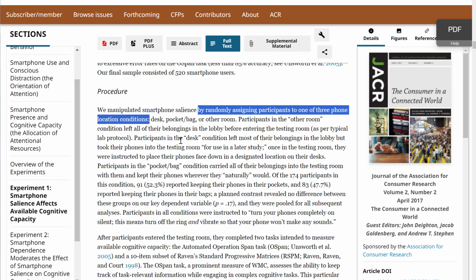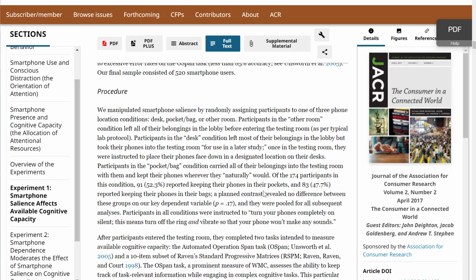they say? Participants in the desk condition left most of their belongings in the lobby, but took their phones into the testing rooms for use in a later study. Once in the testing room, they were instructed to place their phones face down in a designated location on their desk. Participants in the pocket bag condition carried all of their belongings into the testing room with them and kept their phones wherever they naturally would.